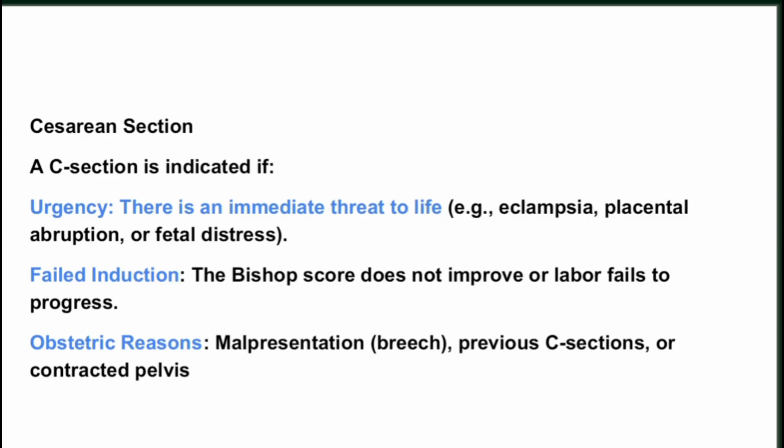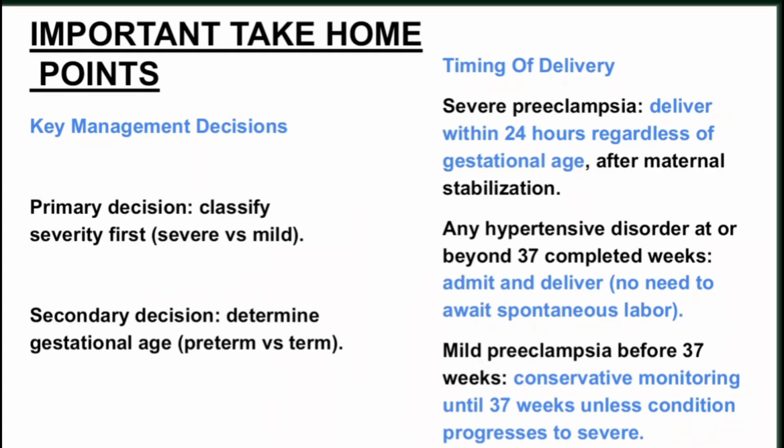So our quick take-home points is that for the management, you have to make a primary decision. You have to classify this preeclampsia: is it severe or mild? You have to determine the gestational age: is it preterm or is it term? You have to time the delivery. If it's severe preeclampsia, you have to deliver within 24 hours, regardless of the gestational age, after maternal stabilization.